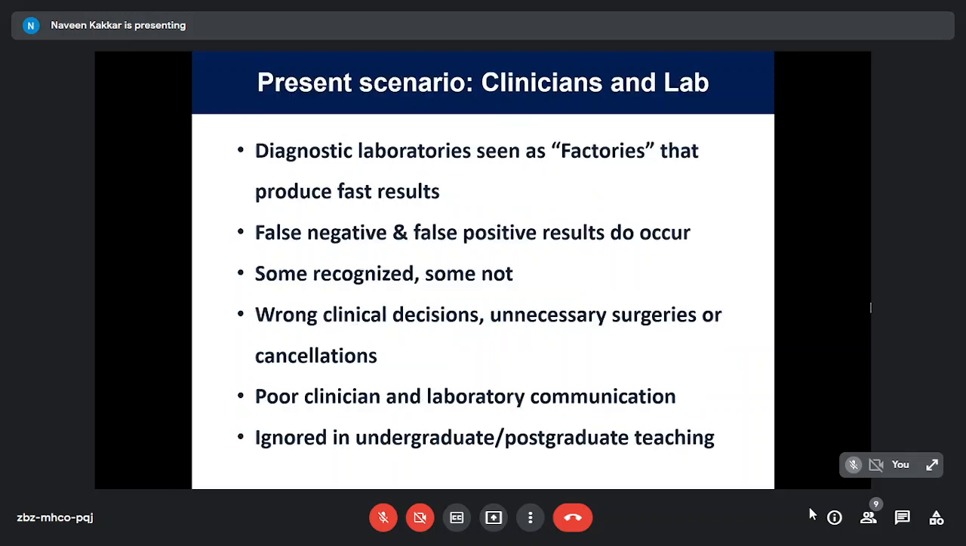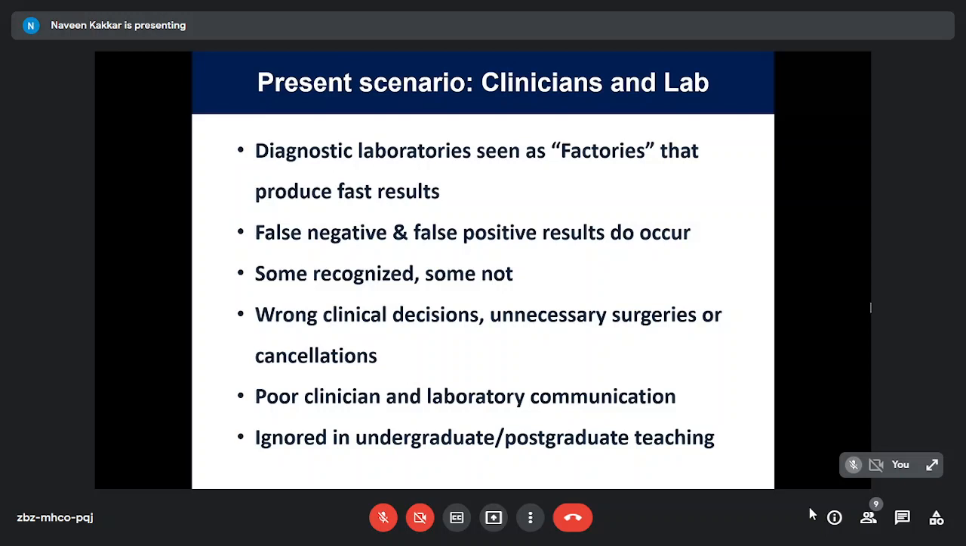So in the present scenario, how do the clinicians and lab interact with each other? The clinicians think that the diagnostic labs are factories that produce fast, rapid, and accurate results. But we know in the lab that false negative and false positive results do occur. Some are recognized and some are not. Based on these things that are recognized or interpreted wrongly, you may have wrong clinical decisions, unnecessary surgeries, or even cancellation of a surgery.